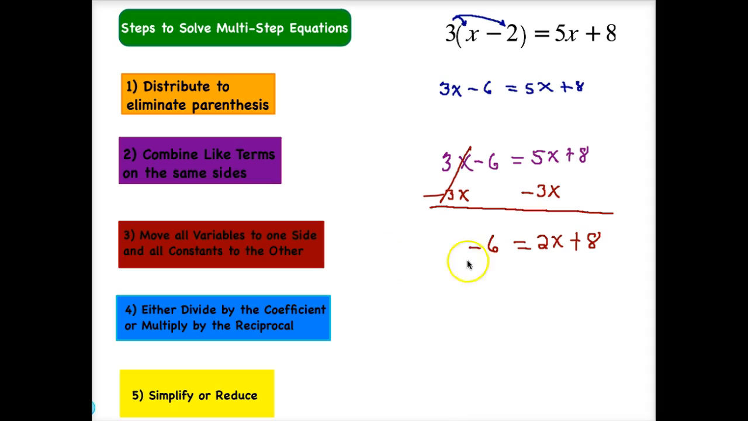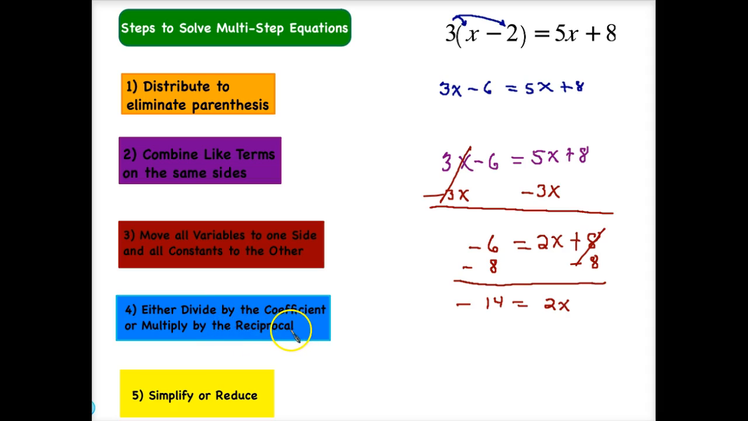I have now moved all my variables to one side, so I only have x's on one side, not on both sides. Now I need to move all my constants to one side as well. Well, since I put my variables here, I'll go ahead and put the constants on the other side. Since this is a plus 8, if I'm going to add the opposite, I need to subtract 8 from both sides. A negative 6 plus a negative 8 gives me a negative 14. And then I have 2x because 8 minus 8 is 0. That's eliminated. On to step 4.